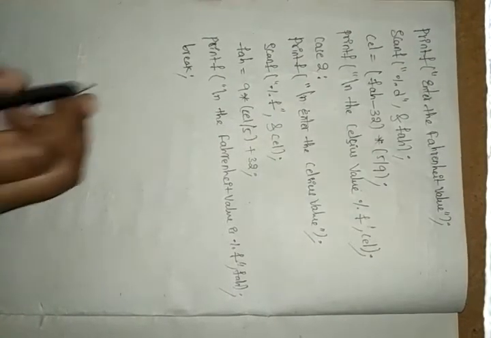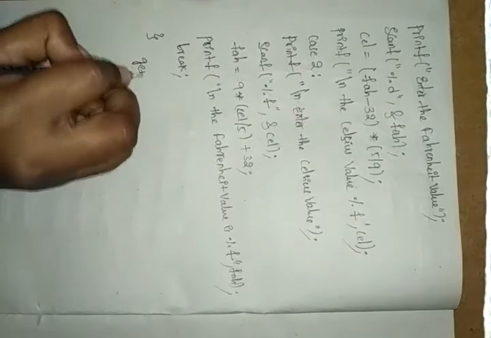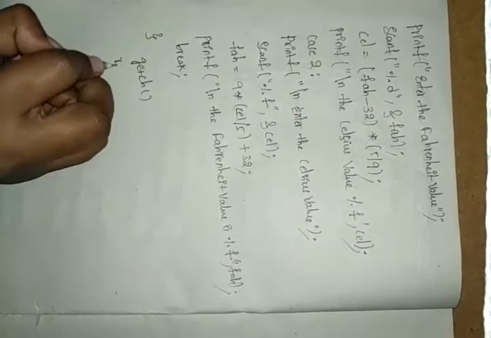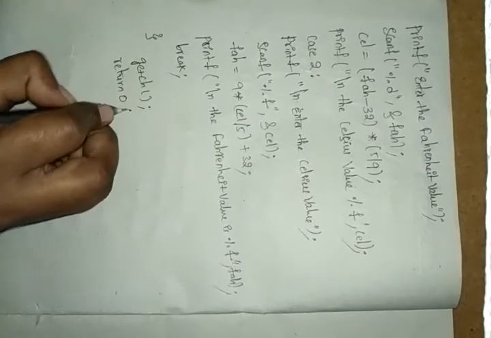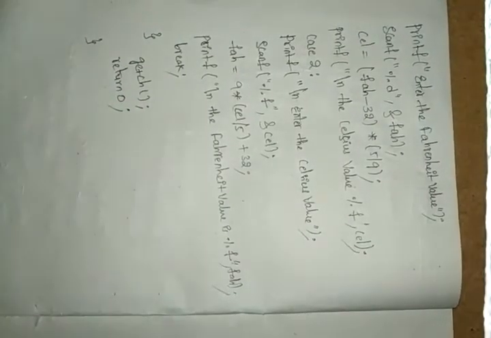Then you close the switch case. Our switch case part is completed, and then close the main method. For closing the main method, you have to write, before that, getch and return 0. Getch and return 0. Then close the main method.